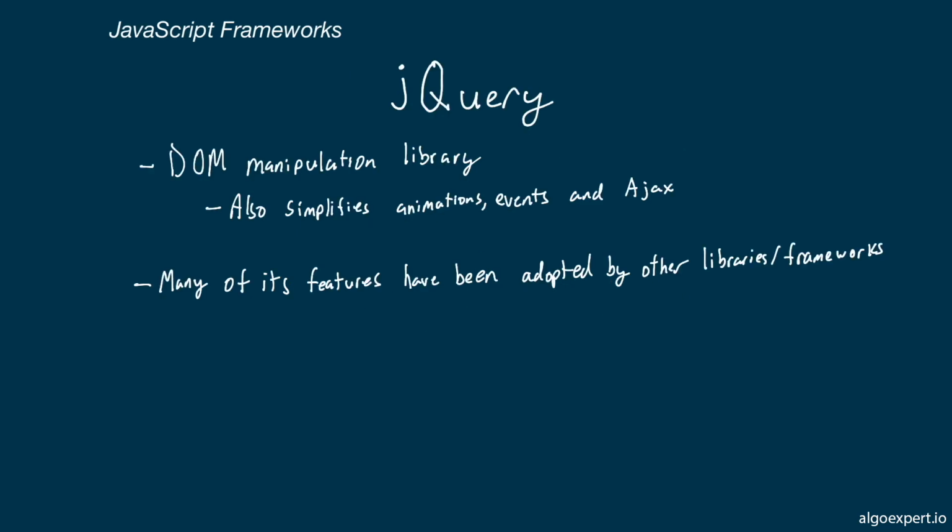Next, let's look at jQuery. jQuery is a DOM manipulation library. It also has functions for simplifying animations, event listeners, as well as AJAX, so essentially you can use their library instead of calling fetch. Now historically, jQuery has been the largest library on the web, and that's for good reason. It made JavaScript much easier to work with. That said, over time, many of the features of jQuery have been adopted by other libraries and frameworks, as well as some of them have just become a part of JavaScript.